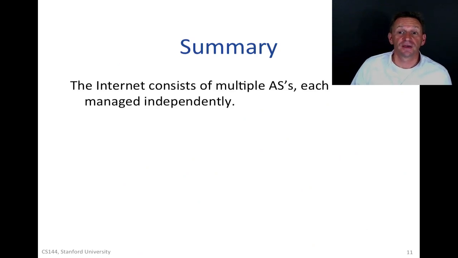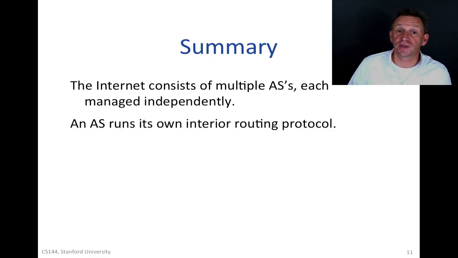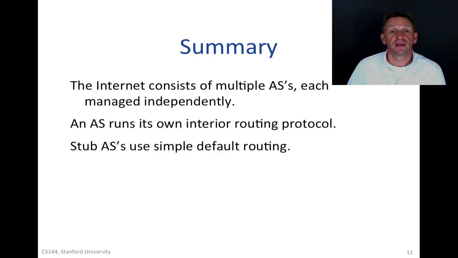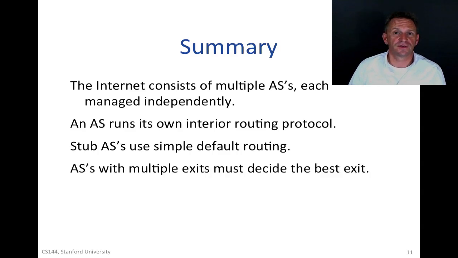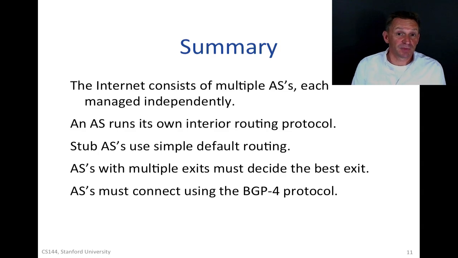So in summary, the internet consists of multiple autonomous systems, ASs. Each are managed independently. An AS runs its own interior routing protocol. In other words, it chooses the one that it will run. And in the case of stub ASs, they use simple default routing, and so they're very simple. ASs with multiple exit points must decide the best exit to use when routing packets to other autonomous systems. ASs must connect to each other using the BGP4 protocol, which we're going to learn about in a future video. That's the end of this video.